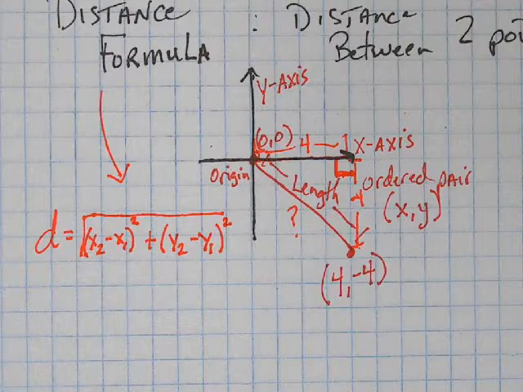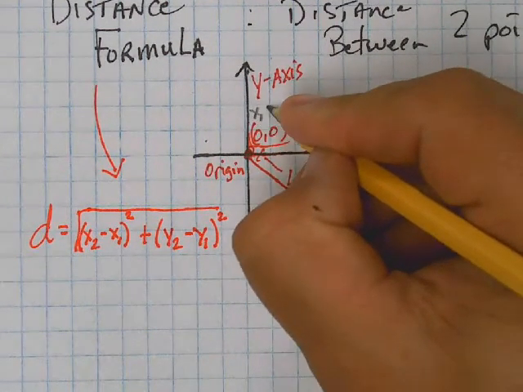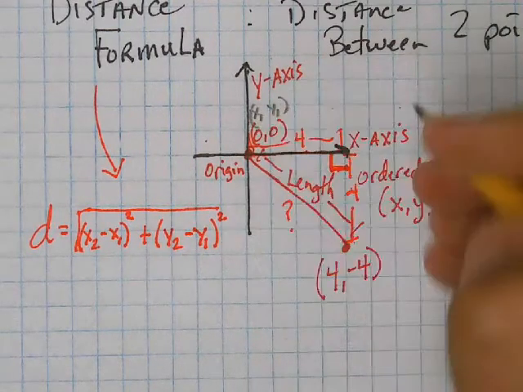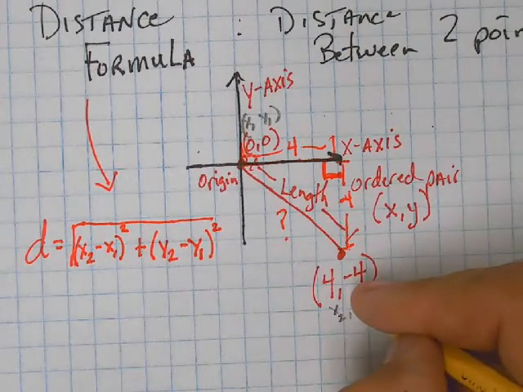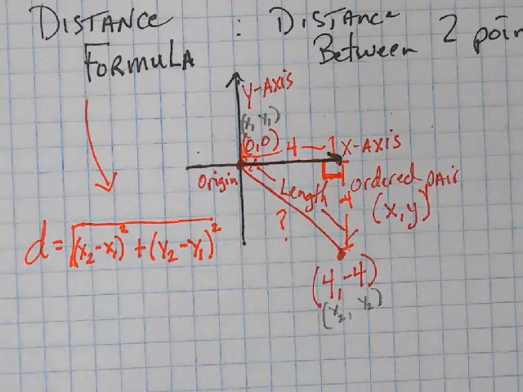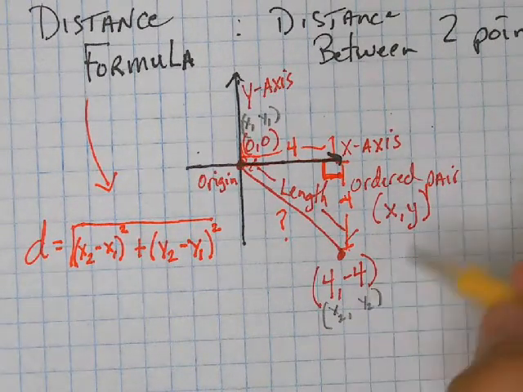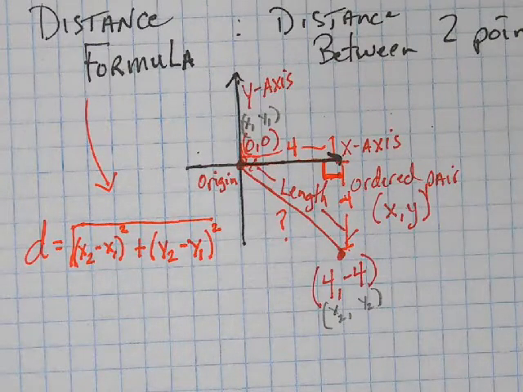It doesn't matter how we assign them or label them. For instance, the 0, 0 we could label as x1, y1. And the 4, negative 4, then we would label or distinguish as x2, y2. But I could have gone the other direction and it would not have mattered. I could have put this ordered pair up there and this ordered pair down there. AJ, does that make sense? Yeah. Doesn't matter.